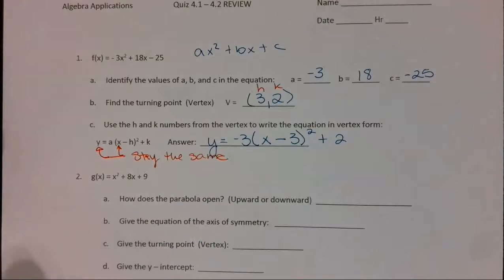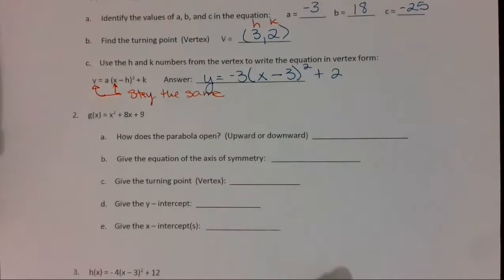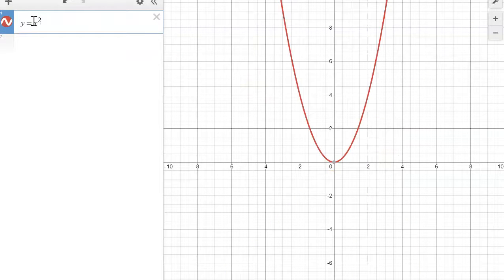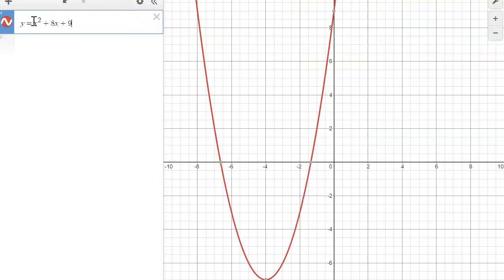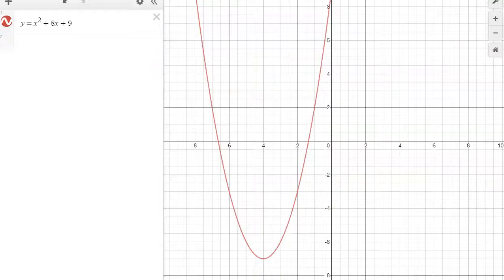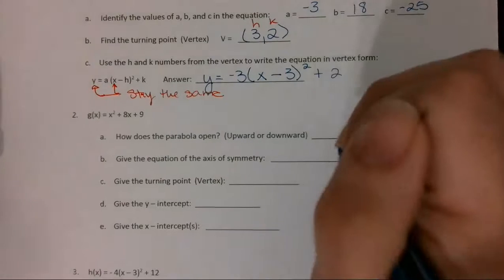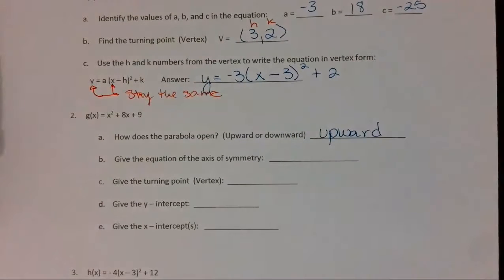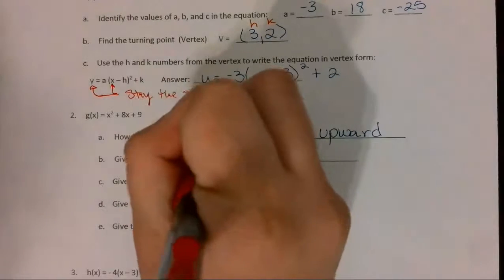Alright, number 2 is asking about this equation, so I'm going to go type that on the Desmos. This first question is asking me if it opens upward or downward. It's the shape of a U, so it is upward. It wants me to give the equation of the axis of symmetry. This is the x value of my vertex.